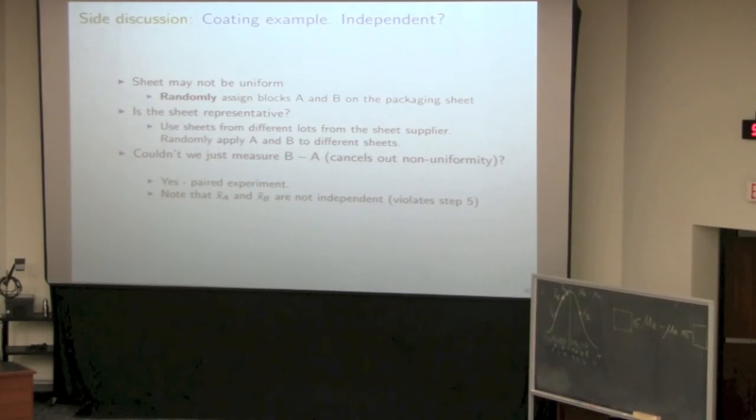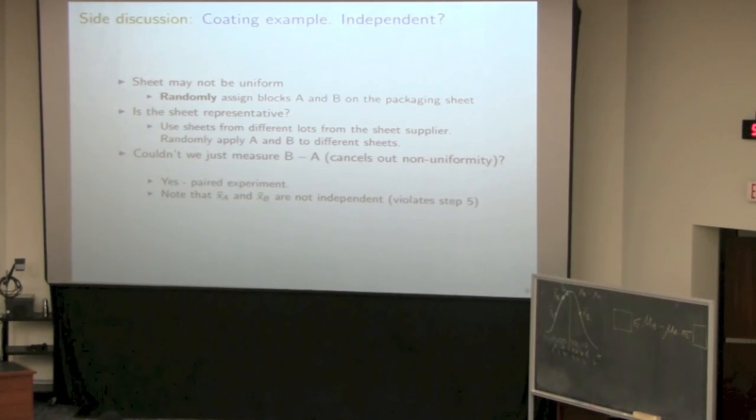Okay, so randomly assign blocks of A and B on the sheets. Use sheets from different suppliers. Okay. And then you might also think, well, what if I only have one sheet available? One way that we can work with this is then calculate the difference between B and A. So one sheet, calculate B's hydrophobicity, calculate A's hydrophobicity, and calculate the difference. And that's a paired test, so that's what we're going to look at on Monday.